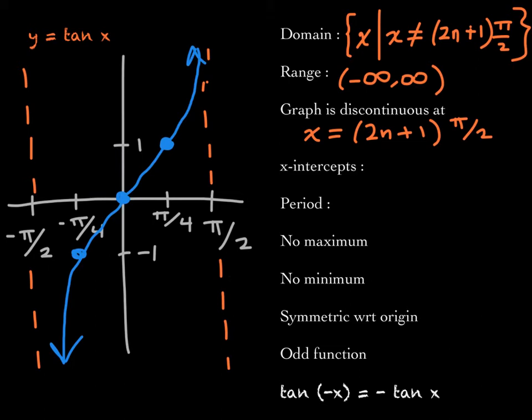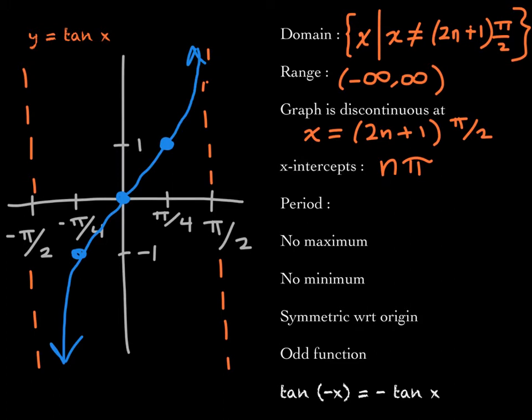All right, x-intercepts. Notice that you have an x-intercept at 0 here. The next x-intercept will be at pi, over here, or at negative pi all the way to the left over there. In other words, the tangent function will have x-intercepts of the form n pi, any multiple of pi. Remember that n stands for any integer.